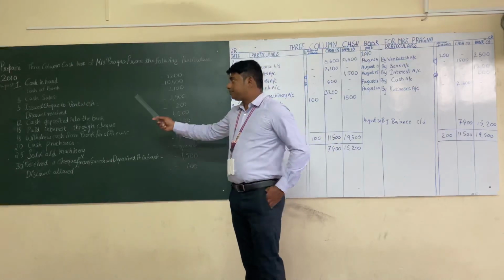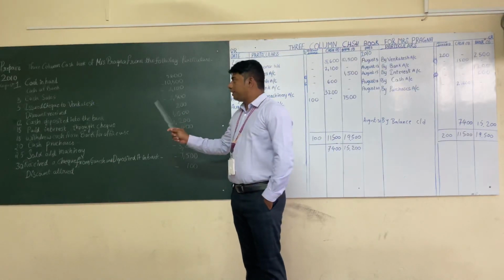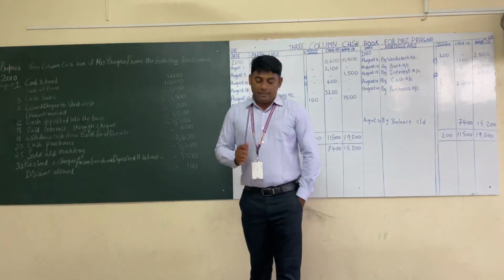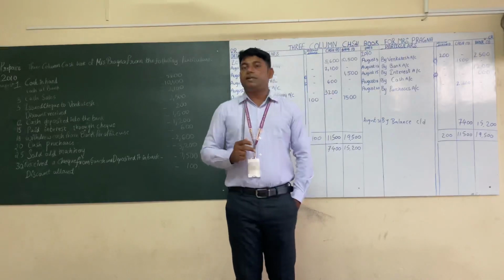Okay, next one. Fifth, issued check to Venkatesh 2,500 and discount received 200. In this particular case, there are two items which are involved.